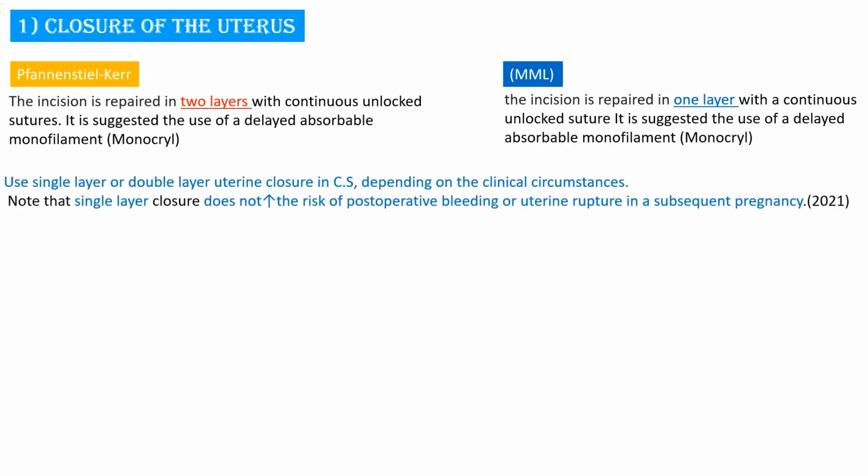Use single-layer or double-layer uterine closure in caesarean section depending on the clinical circumstances. Note that single-layer closure does not increase the risk of postoperative bleeding or uterine rupture in a subsequent pregnancy. The effectiveness and safety of single-layer closure of the uterine incision is uncertain.